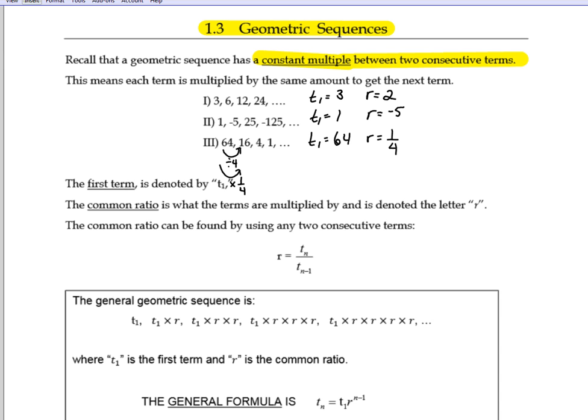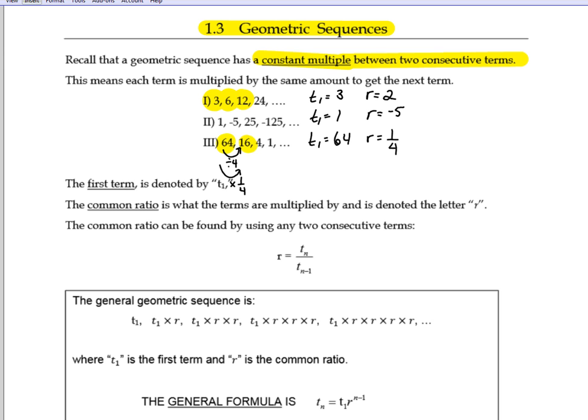So the reason why it's common ratio is because what we're multiplying by, you could get by taking your second term divided by your first, or your third term divided by your second. So do you see here, 6 divided by 3 would give you 2. 12 divided by 6 gives you 2. That's why it's called a common ratio.